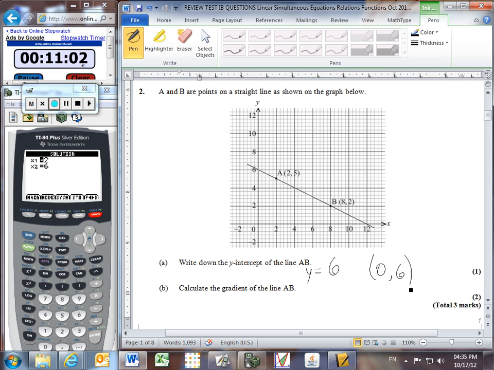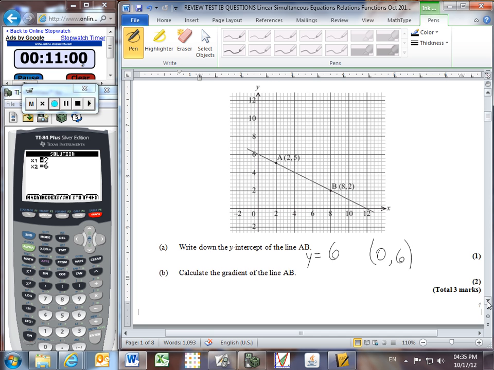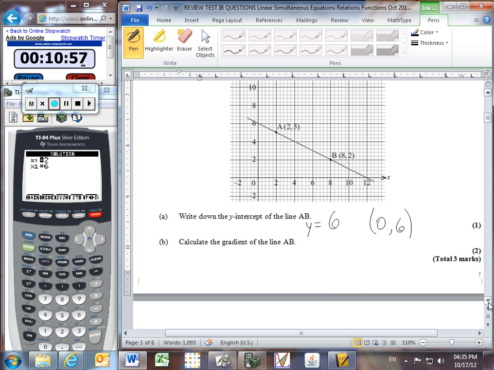Part B, calculate the gradient. That's another word for slope, and we know that slope can be found by taking the difference between the y-coordinates divided by the difference between the x-coordinates. And so the y-coordinates, we've got 5 minus 2, and the x-coordinates, we've got 2 minus 8. That simplifies to give 3 over negative 6, or negative 1/2, and that's our gradient.